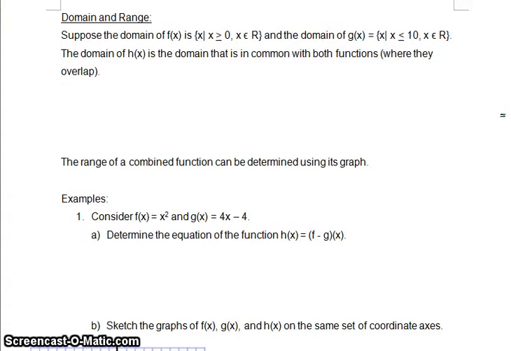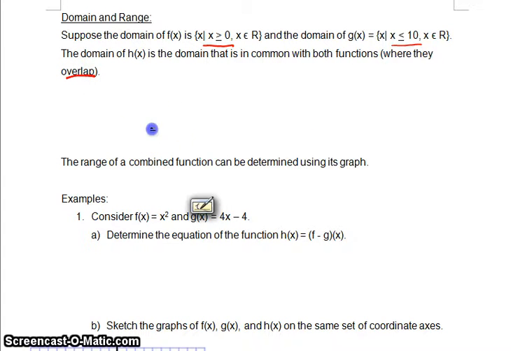So moving down, let's talk, just quickly, a little note about the domain and the range. So suppose we had the domain of f of x, and this one I just made up for example's sake. For f of x, x must be greater than or equal to 0. And suppose we also had g of x where x had to be less than or equal to 10. And so the resulting domain for h of x is whatever is in common with both of those domains. So the big key there is where it overlaps.